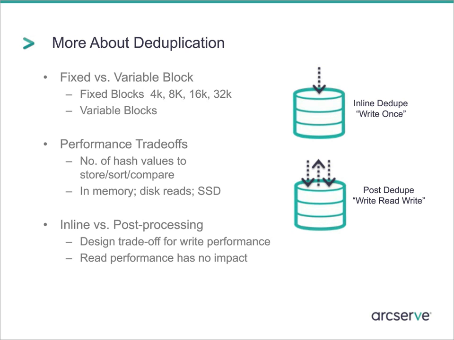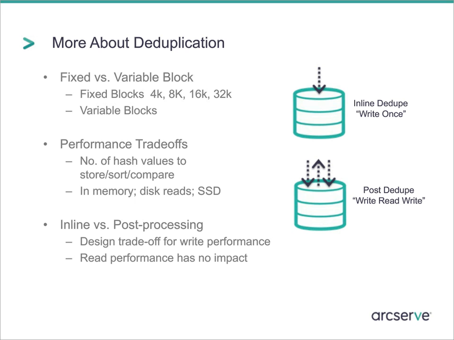And every time we increase the block size, the dedupe becomes significantly less, how can I put it? It becomes less compressible. So we will use slightly more storage as the block size increases. In terms of performance trade-offs, number of hash values to store, sort, compare, there are 2 ways you can really manage the dedupe database. One is you can put it into memory, random access memory on the server, and then we can just access it real time from the RAM on the system.